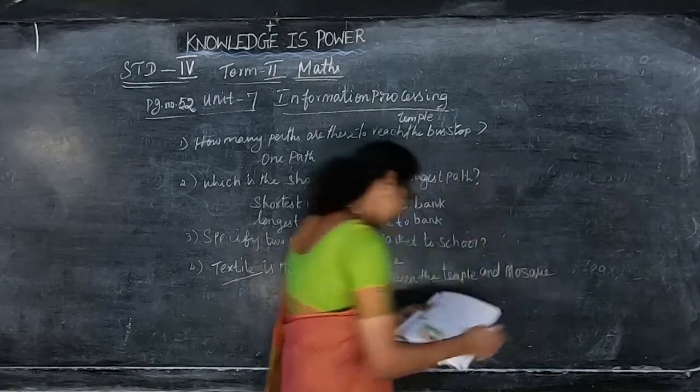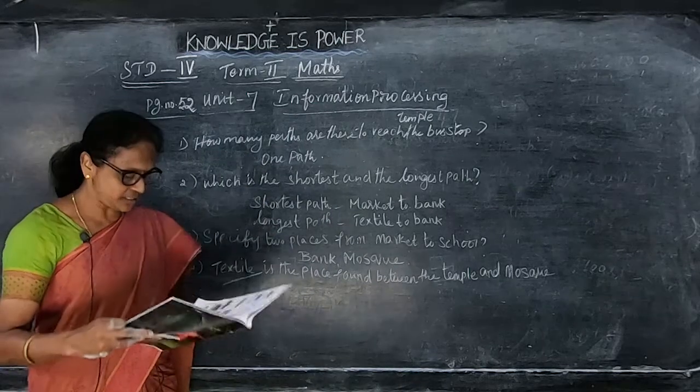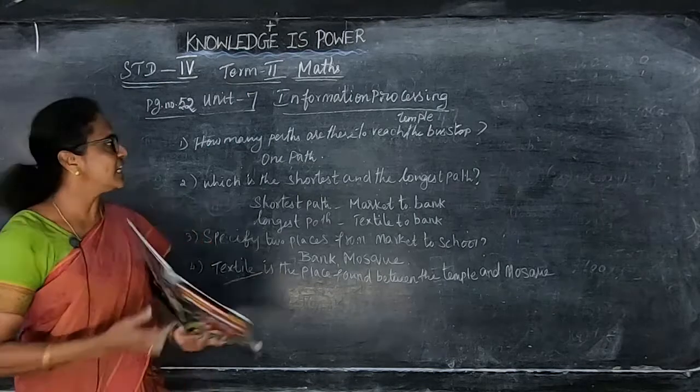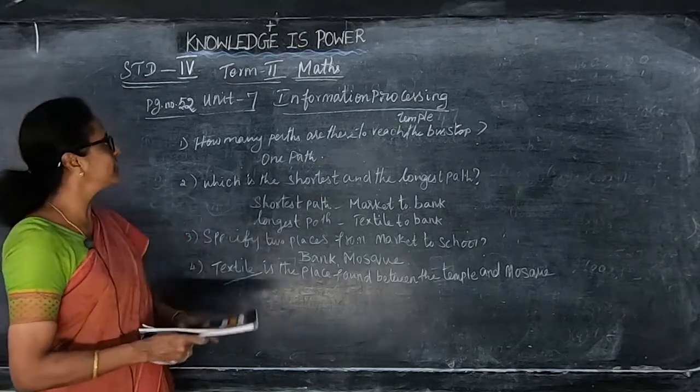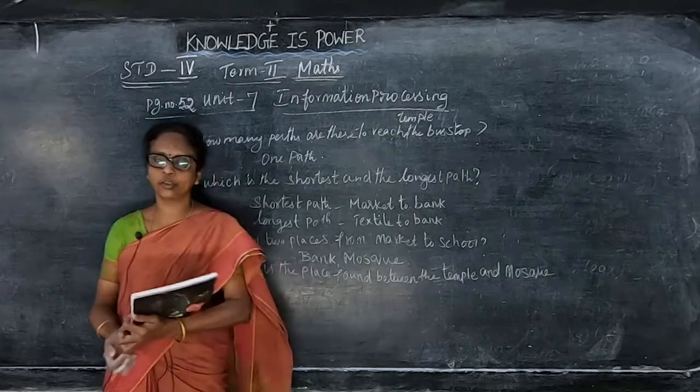Okay, so these are the exercises. You can see the book and do these exercises. Take your book and if you go through this, you can easily answer these questions. So that's all about information processing for the 4th standard. So go through what I have taught you, children. Thank you.